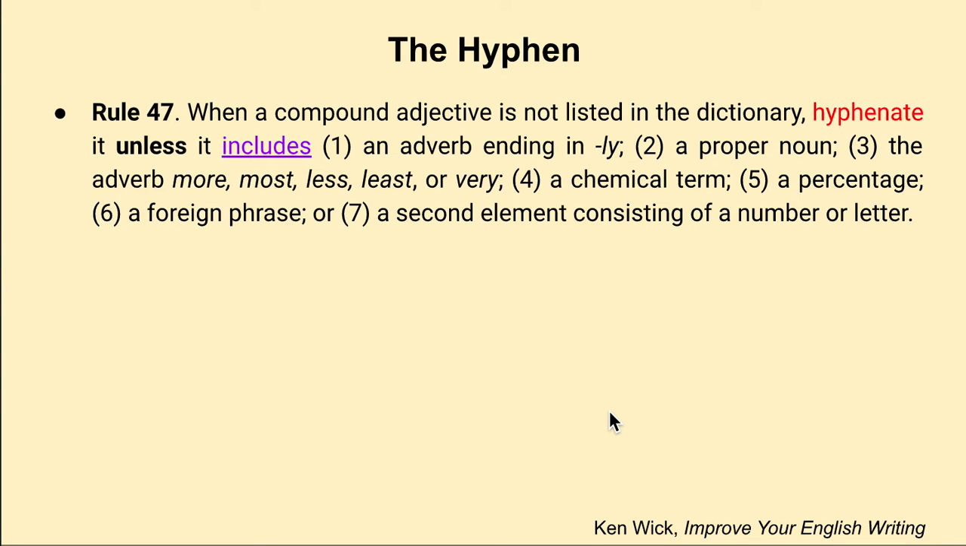So let's move on to rule number 47, which says when a compound adjective is not listed in the dictionary, hyphenate it. So I basically say when you can't find it in the dictionary, hyphenate it, unless it's one of these 7 things. Now, believe it or not, you may say, geez, why don't I just memorize all the various situations? Well, believe it or not, there are a bunch of situations that you would have to memorize. All I'm saying is that most of these are going to hyphenate it.